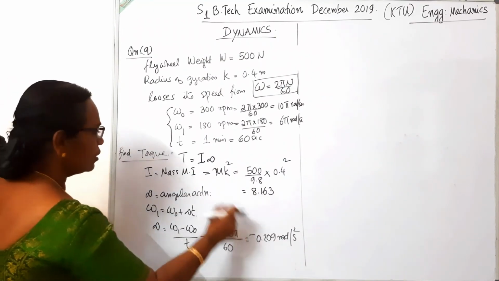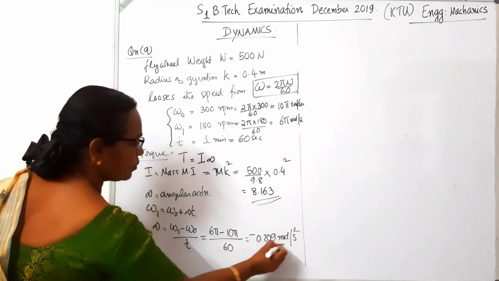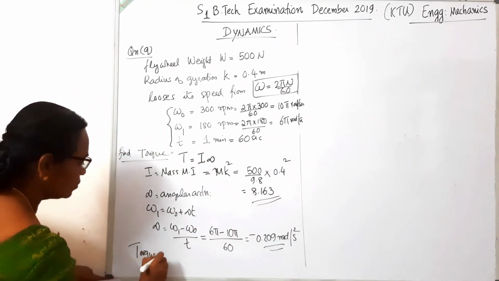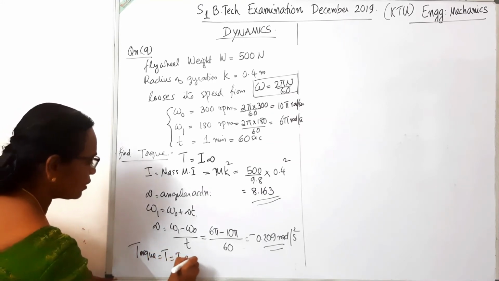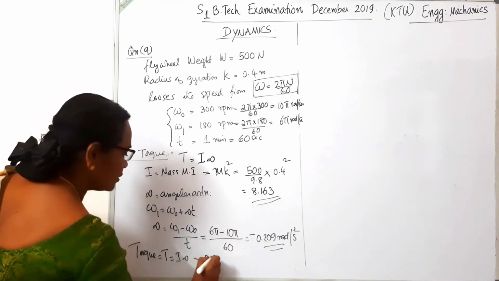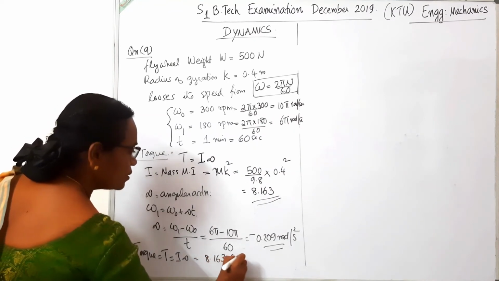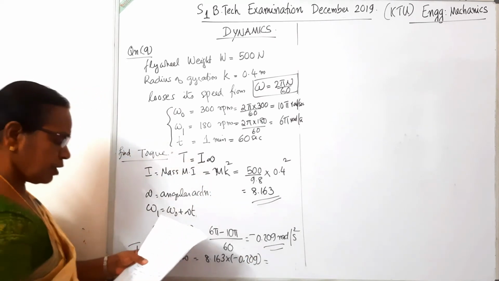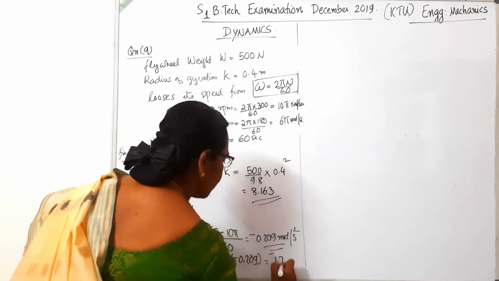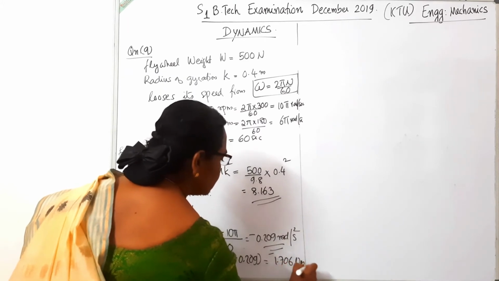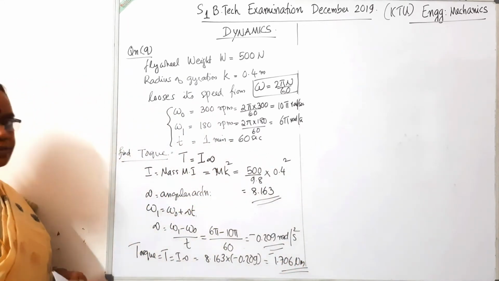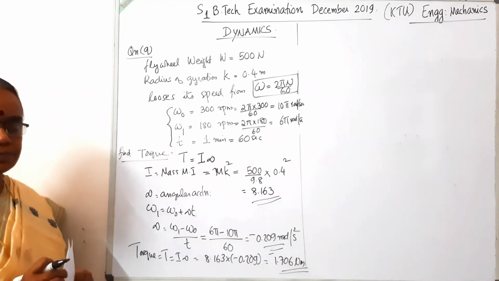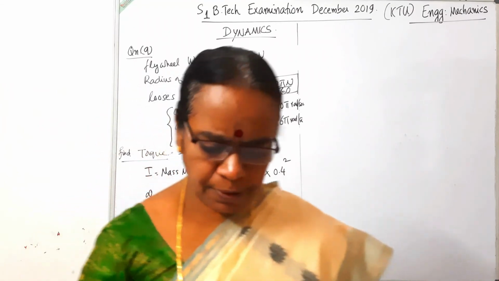So we have got alpha, we have got I. So let's just multiply to get torque. Torque T is equal to I alpha. Do the multiplication, 8.163 into minus 0.209. So it's a retarding torque, that's all. It is minus 1.706, unit is Newton meter or joules. So this is a 3-mark question, a direct application of the formula of rotary motion. I pass on to the next question.